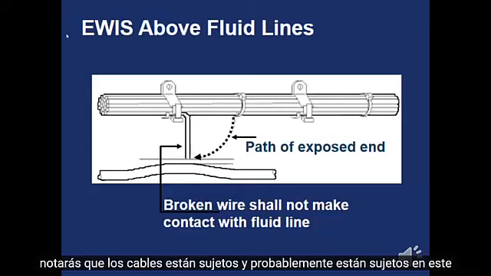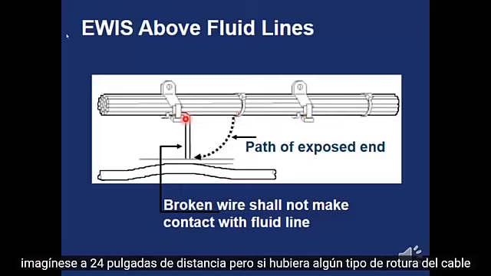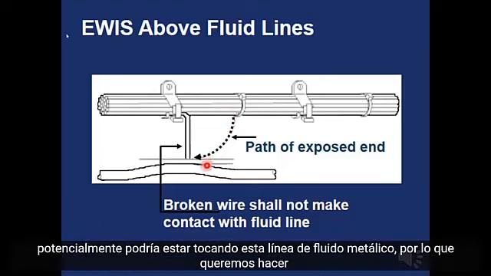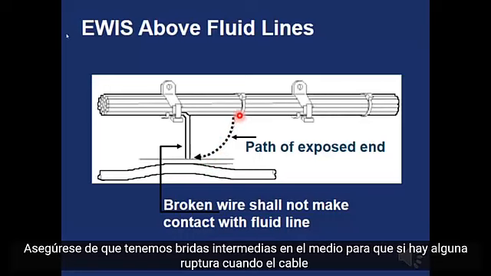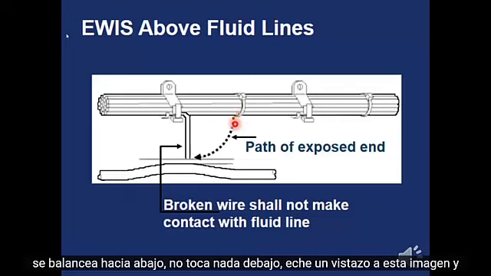In this picture, you'll notice that the wires are clamped, and they're probably clamped about 24 inches apart. But if there were any type of break, the wire could potentially be touching this metallic fluid line. So we want to make sure that we have zip ties in between so that if there is any break, when the wire swings down, it's not touching anything below it.